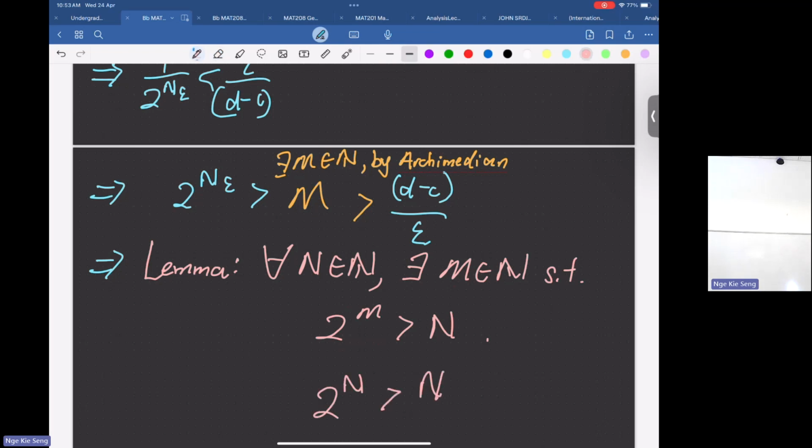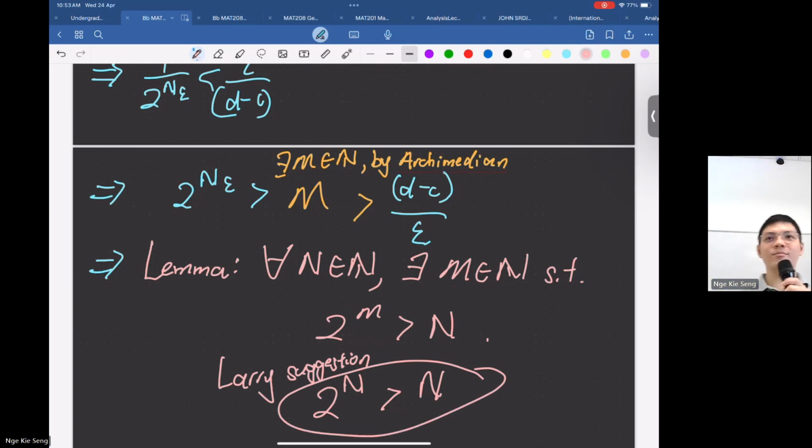Larry suggests you go and try this and then prove by induction. Choose a very big one, 2^n. Prove by induction, Larry said. Try.